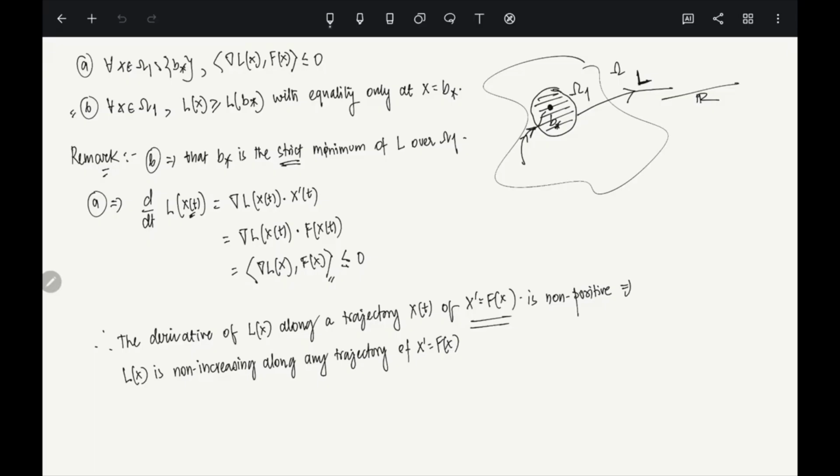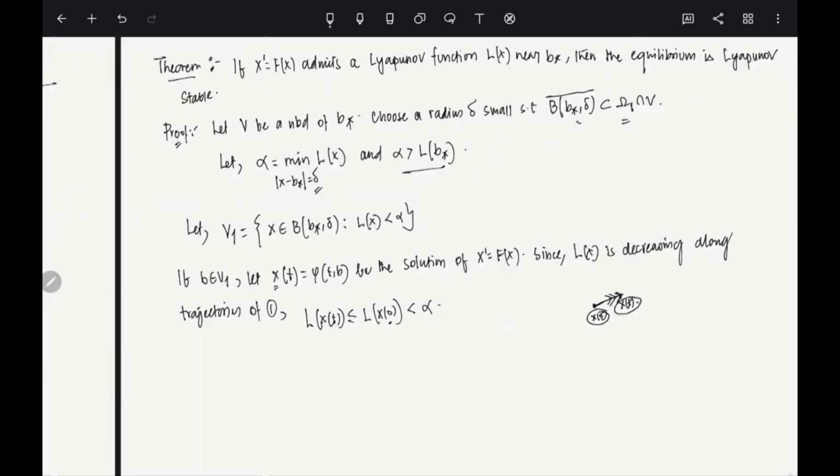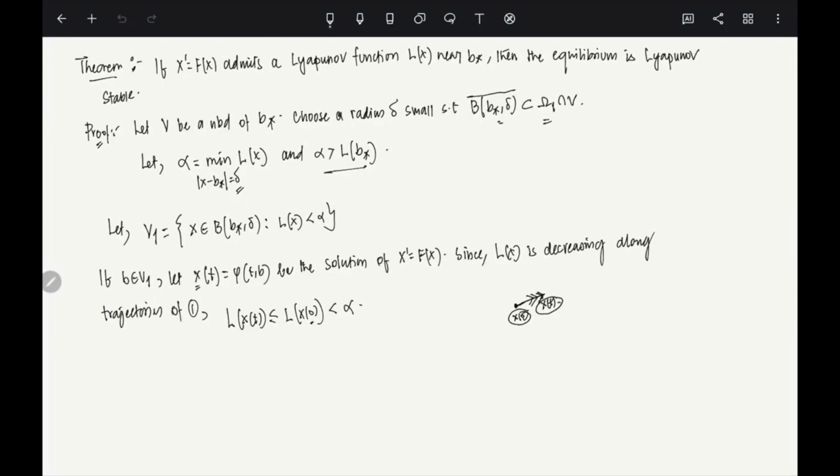I forgot to write it. See, the thing is, the trajectory, the equilibrium point is B star, right? So x at the point 0 has to be B star. That's the starting point. And L at the point B star is dominated by alpha, so L at the point x0 is dominated by alpha. Is it okay? Right.